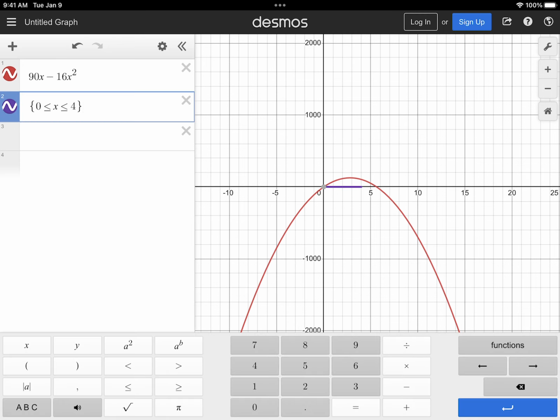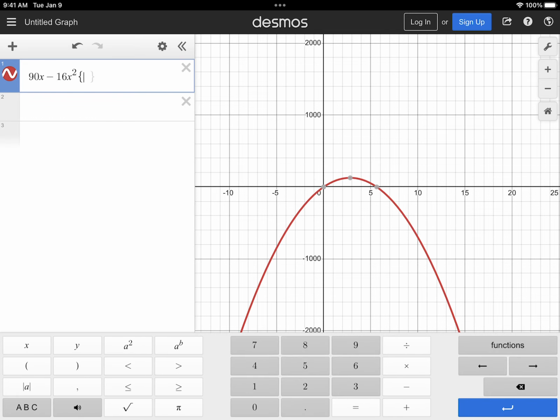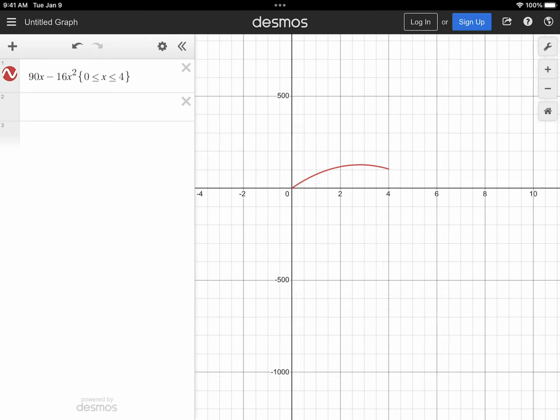Actually, I should have put this in the top. Sorry. Let's do it up here. So, bigger than 0, smaller than 4. That's how I want to tell the computer to do this. Okay, so that's the part of the picture that I really care about.